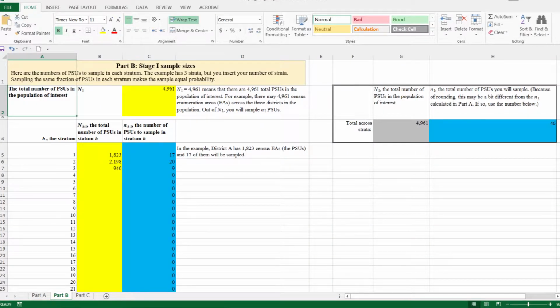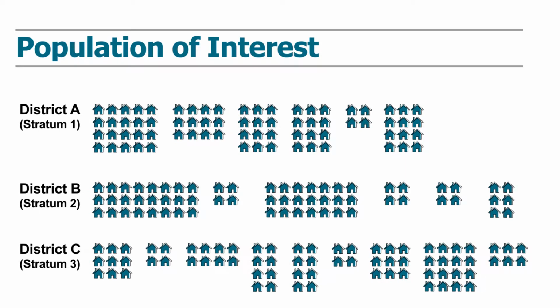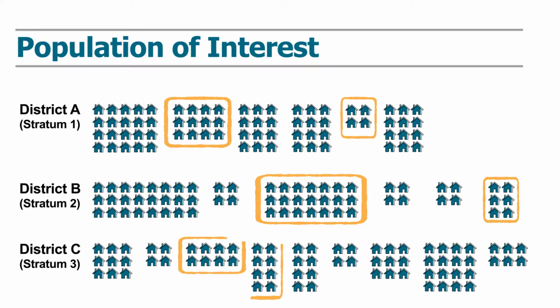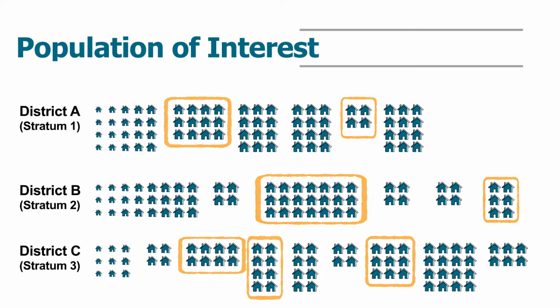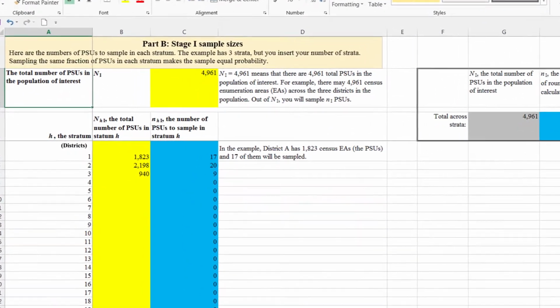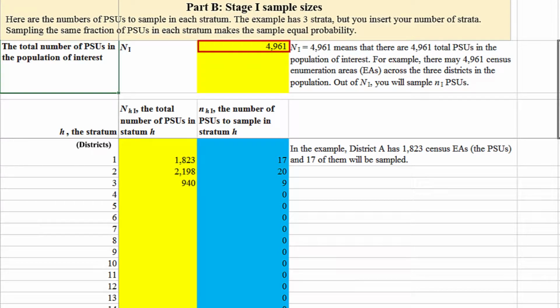Part A told us to sample a total of 45 PSUs. This sheet, Part B, will tell us how many PSUs to sample in each stratum. In our example, we have 3 strata, but you may have fewer or more, which you can list on these rows. Remember, strata could be things like districts. We select PSUs from within strata to be sure we select enough PSUs from each of the strata, or, in our example, districts. We enter the total number of PSUs in the population of interest here. In our example, there are 4,961 PSUs in districts A, B, and C.